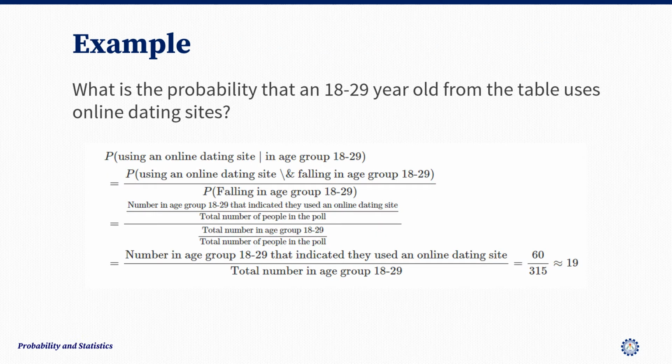So what is the probability that an 18 to 29-year-old from the table uses an online dating site? Here we have the previous formula, and we'll get the values. The number in age group 18 to 29 that indicated they use an online dating site is, I think, 60, and the total number in age group 18 to 29 is 315. So that would give us a 19% probability of using an online dating site given that one is in the age group of 18 to 29.